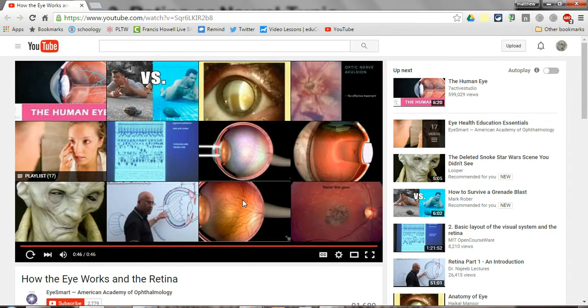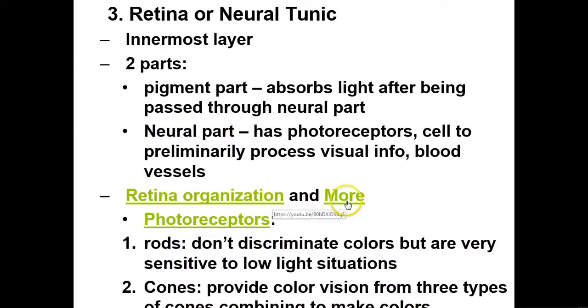Okay, so that one just basically goes over the generalized structure of the eye and the retina and how it goes from light being projected onto the retina itself. What we're going to get into now is the actual structure of the retinal layer.